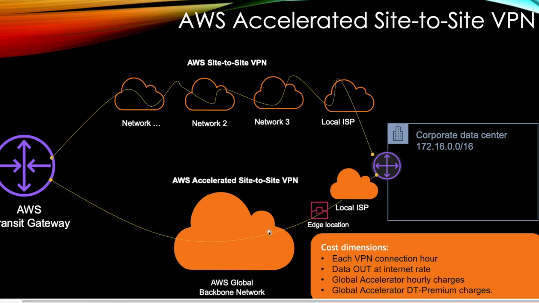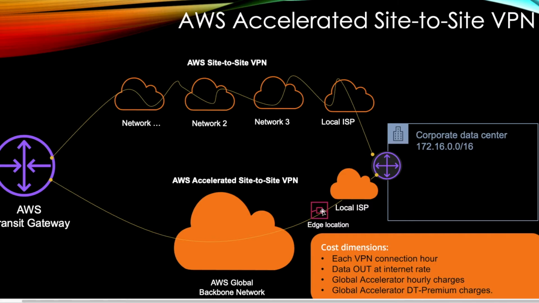So to solve that problem, you can use accelerated site-to-site VPN connection. Once you enable it, AWS internally creates a Global Accelerator. And with the Global Accelerator, you know that it provides you an edge location. From that edge location till AWS, the data will be flowing through the AWS global backbone network, which AWS maintains. It is not your public internet. But from the edge location till your on-prem data center, it will be your local ISP or your public internet.